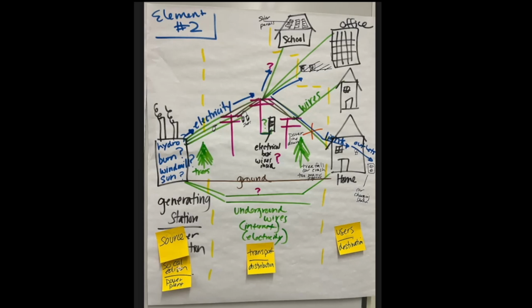We have SoCal Edison, power plant. These are ideas that the students gave, actually teachers participating as students. Here is transport. We also labeled it distribution. And then users, destination. So I'm using the language of the students. Again, it doesn't match perfectly the teacher edition, but I'm valuing student ideas.